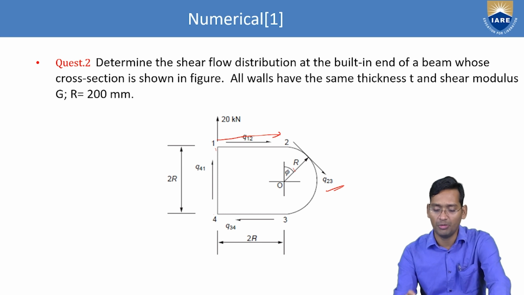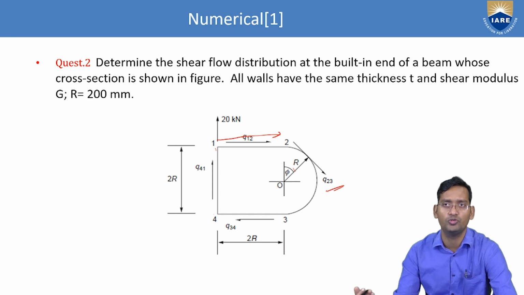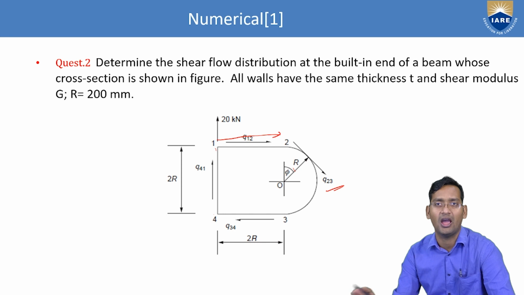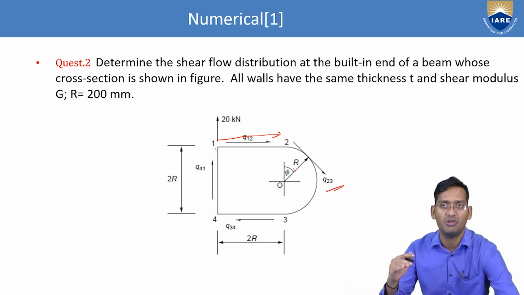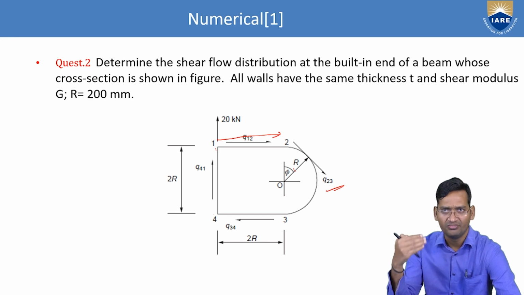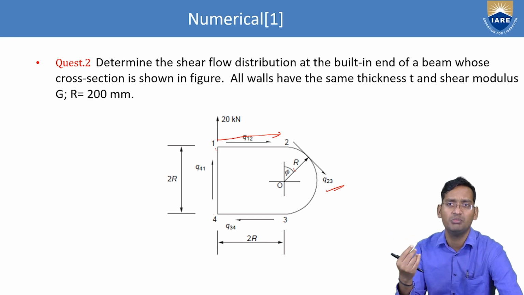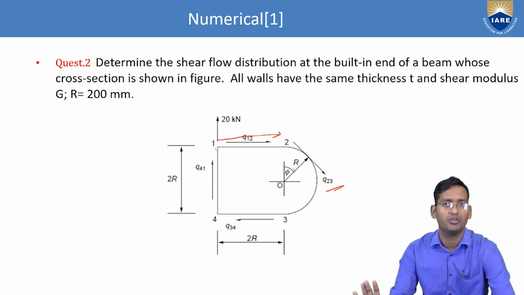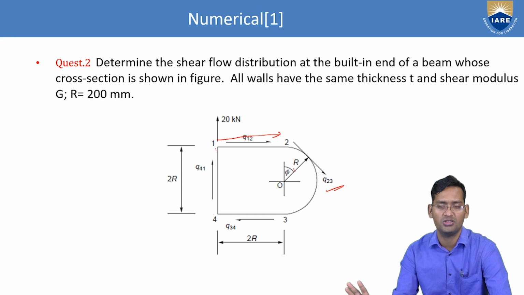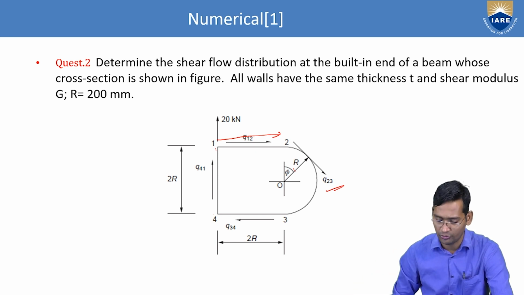Now for all the parts, we have to find Q12, Q23, Q34 and Q41, just like the previous question. Again 4 equations will be there. Then by symmetry, equate them and simplify for theta dash, U dash, V dash. Once you have theta dash, U dash, V dash, substitute them back in the shear stress distribution formula, the equation that you got.